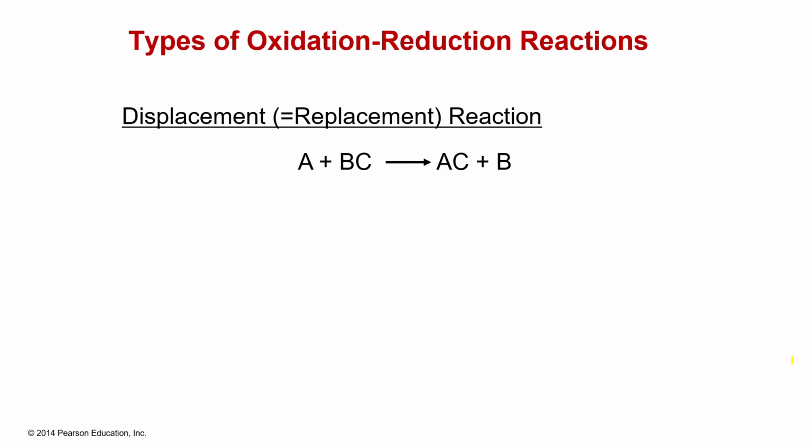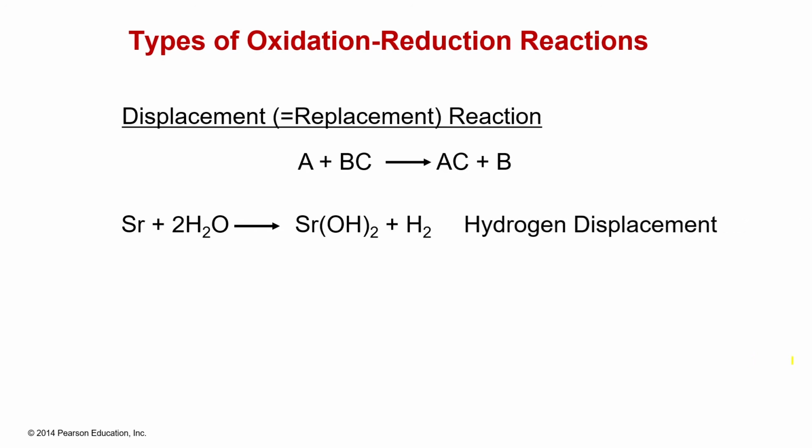So you can say that either A has displaced B from its compound with C, or you can say that A has replaced B in its compound with C. So that's what we can call it, either displacement or replacement reactions. One of the more typical reactions involves metals reacting with hydrogen-containing compounds such as water. Here we see strontium, and you can see the product is hydrogen gas. We call this a hydrogen displacement reaction.